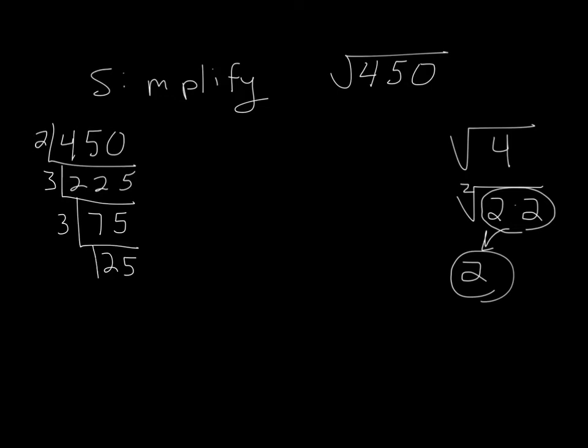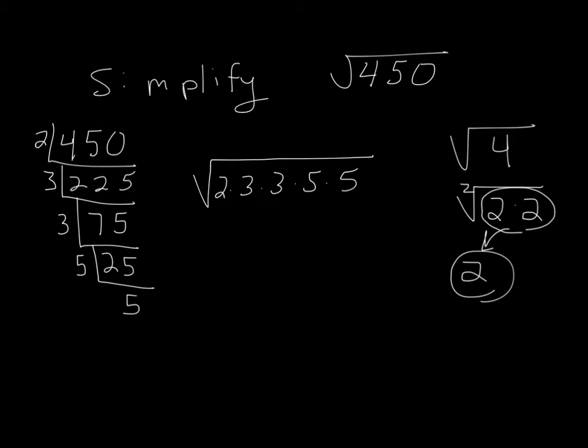So now you go to your next biggest prime number, which is 5. And then you're left with 5. And once this number is a prime number, you're done. And it's 2 times 3 times 3 times 5 times 5. So let's go back to the original problem. Instead of writing 450, we're going to write 2 times 3 times 3 times 5 times 5, coming from this thing right here, goes in there.